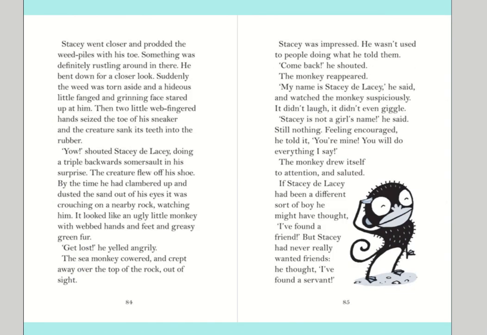Stacey went closer and prodded the weed piles with his toe. Something was definitely rustling around in there. He bent down for a closer look. Suddenly the weed was torn aside and a hideous little fanged and grinning face stared up at him. Then two little webbed-fingered hands seized the toe of his sneaker and the creature sank its teeth into the rubber.